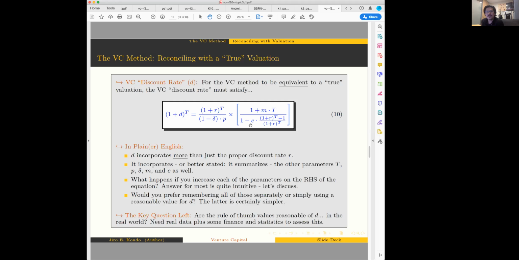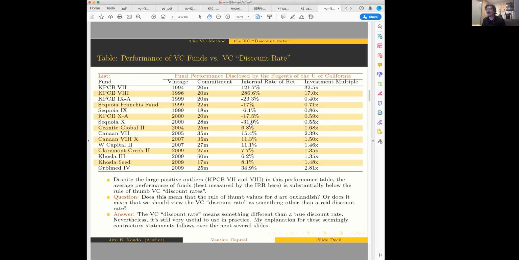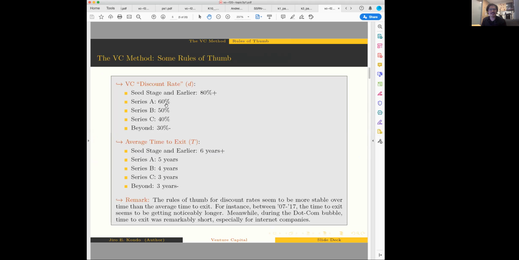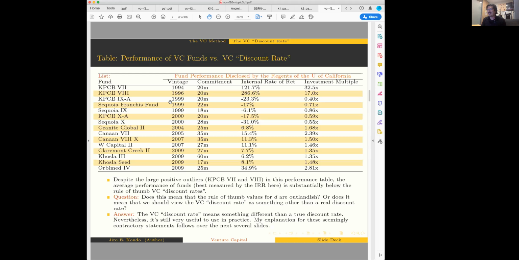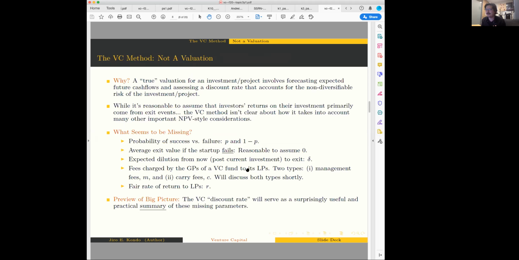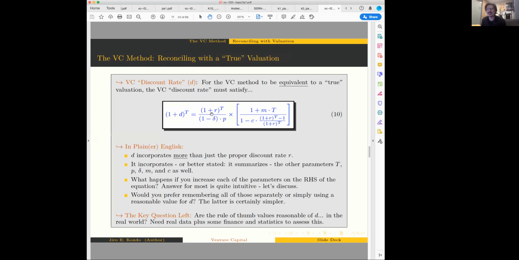And by the way, that is why the value of D is so high compared to the average expected return of a venture fund. That's what made that really weird observation that we had highlighted, where rule of thumb values for D for a Series A are 60%, and yet the average rate of return for an early stage venture fund was more like 14%. The reason why those two things can be reasonably accurate is because D is not equal to R. D should be equal to all of this.